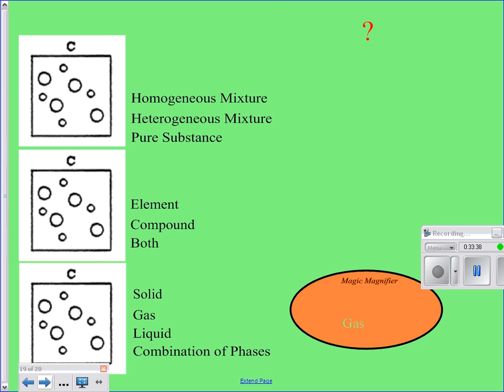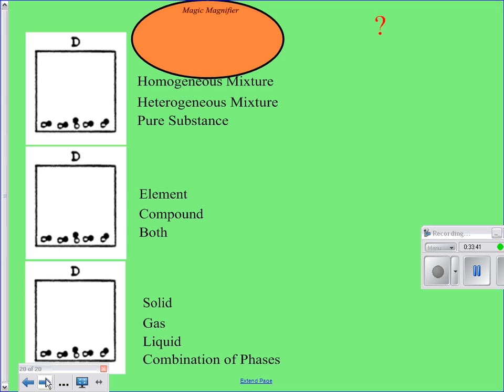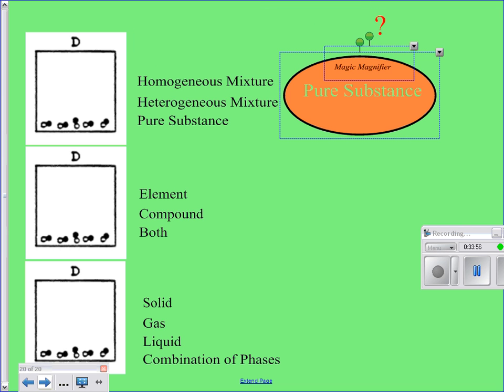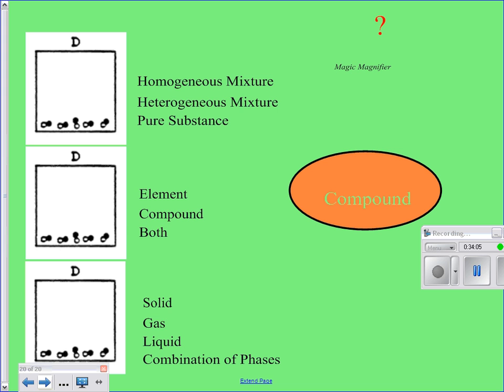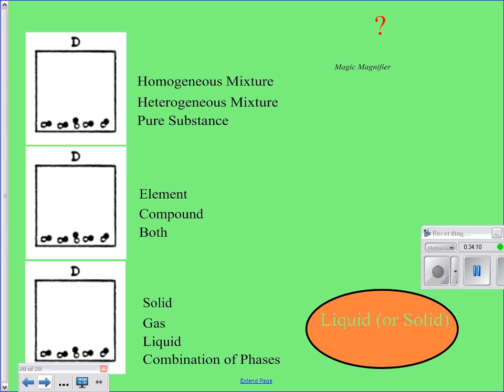And last one. Okay. What do you want to call this one? Is it a mixture or pure substance? It's pure. It is pure because every single one of those guys looks the same. So it's a pure substance. And is it a pure substance composed of elements or compounds? Compounds. And how do you want to phrase that? Let's call it a liquid because it doesn't look that crystalline to me, that nice pattern look.